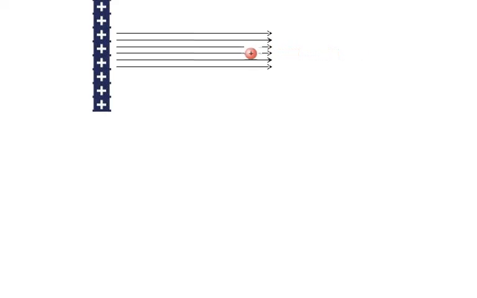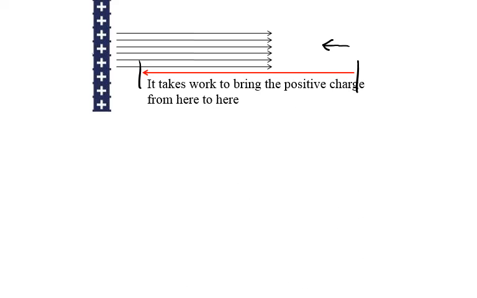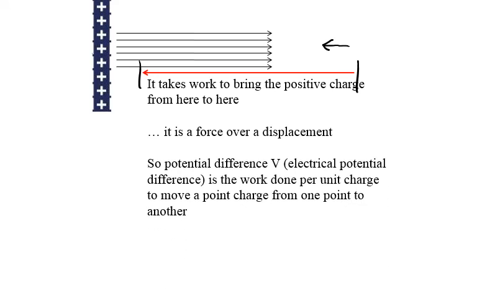And if we were to push this positive charge towards the plate, we know that we would have to be doing work to do that. We have a displacement here from here to here. We would have to force it to do that. It wouldn't naturally want to do that. So we would bring it from there to there. So it takes work to do that. It's a force over displacement.